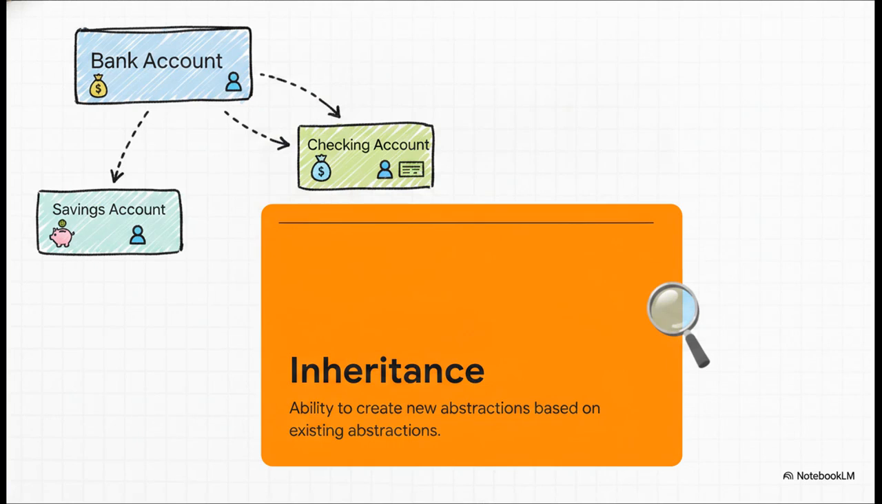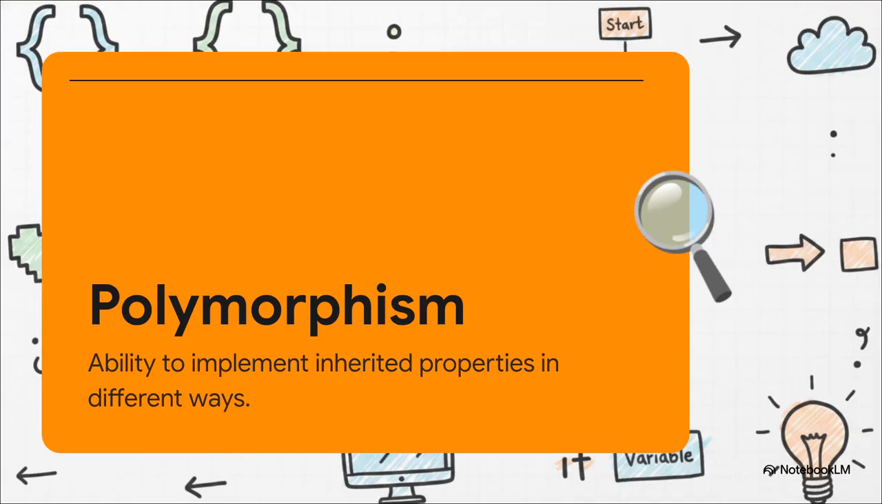Then we have inheritance, which is really all about efficiency. Inheritance gives you this brilliant ability to create new abstractions based on existing ones, meaning you basically never have to rewrite the same code twice. Say you have that general bank account class, and suddenly you need a savings account class and a checking account class. You don't start from scratch. They can simply inherit the basic properties of the standard account, like having an owner and a balance, and from there, you just bolt on the specific features that make them unique. Finally, we have polymorphism.